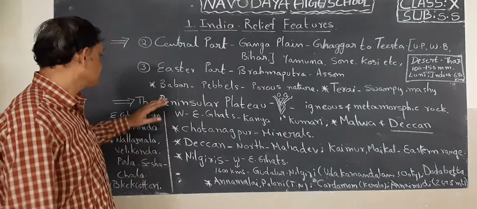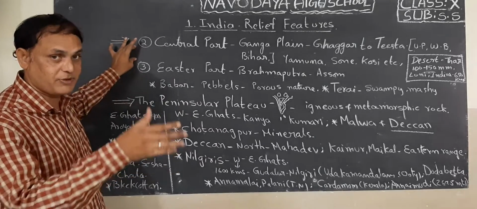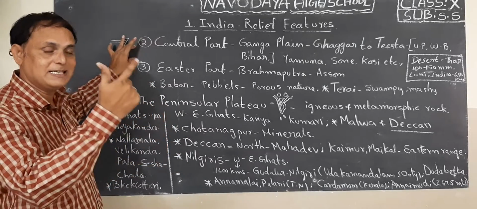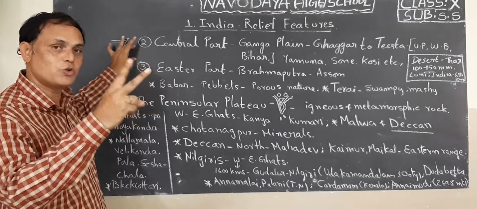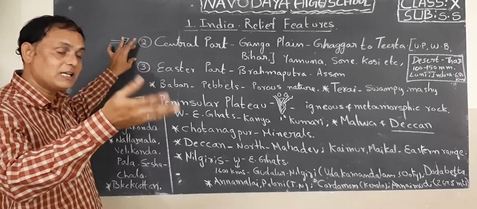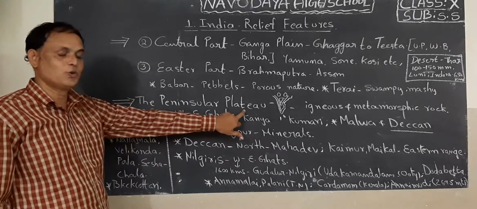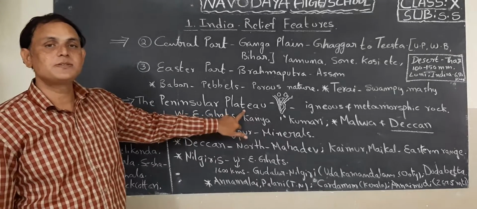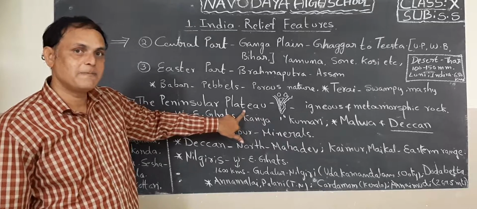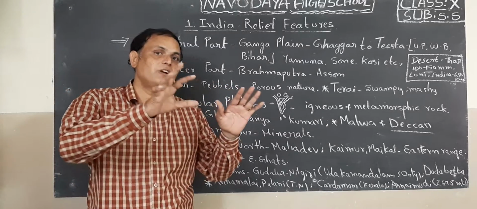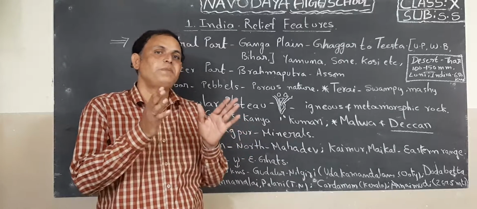Next is the second relief feature. The first relief feature is the Himalayas. The second is the Indo-Gangetic Plains. The third relief feature is the Peninsular Plateau. What is that? Do you know the meaning of peninsular, children? A land surrounded by water on three sides is called peninsular.